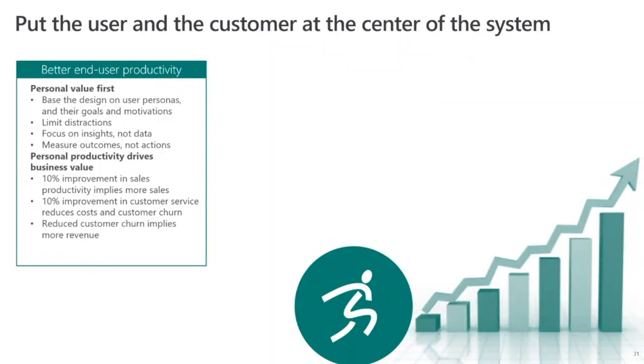So: better end user productivity, personal value first. Base the design on user personas and their goals and motivations, limit distractions, and really focus on user roles. An app is really helping you get your work done, so you don't have to figure out what you should do. It should really be process driven. Focus on insights, not data.